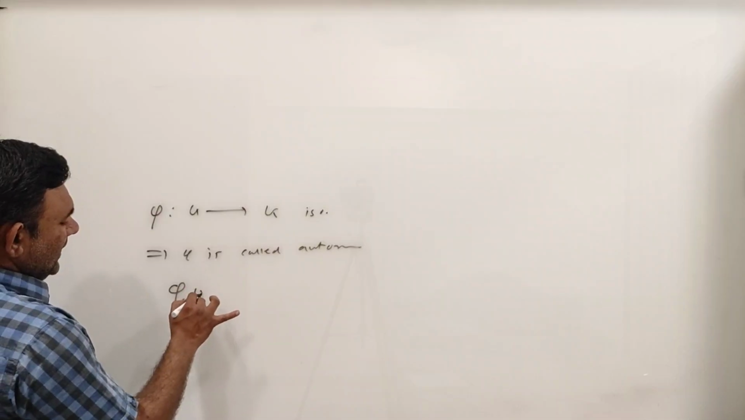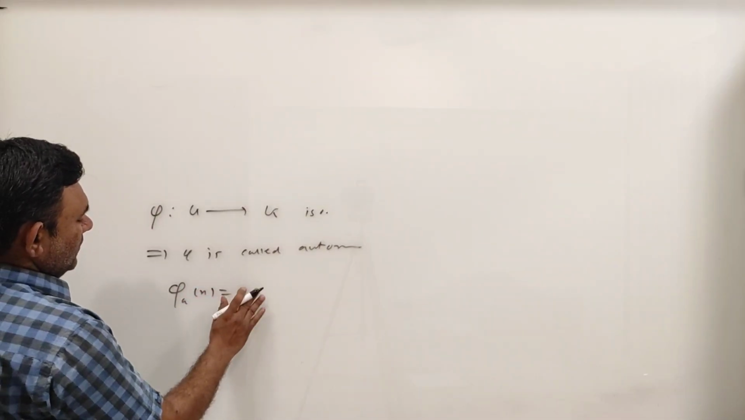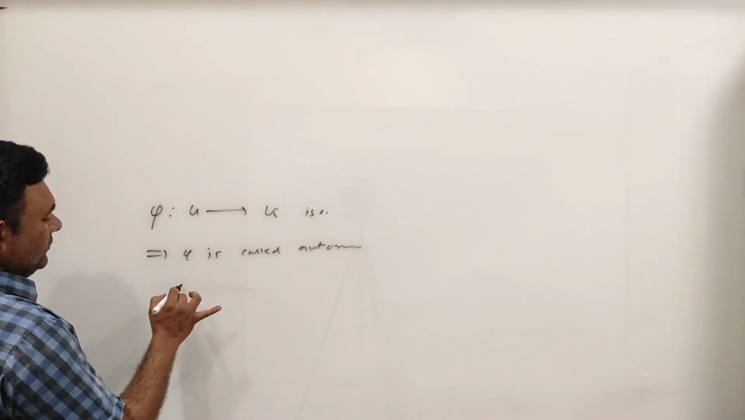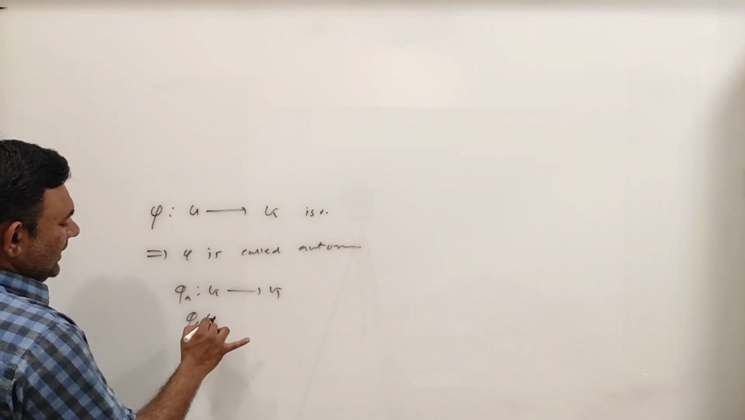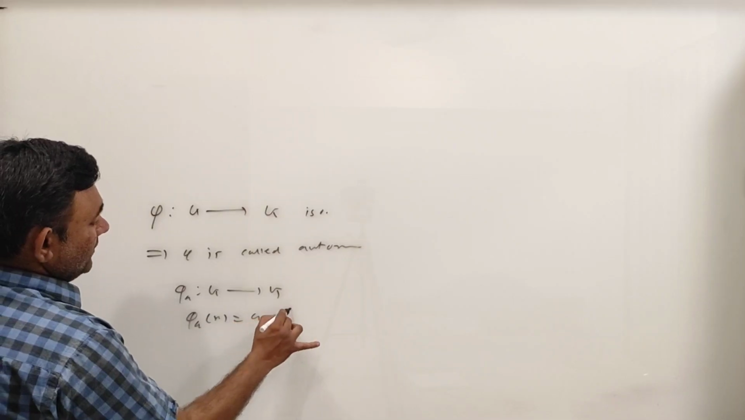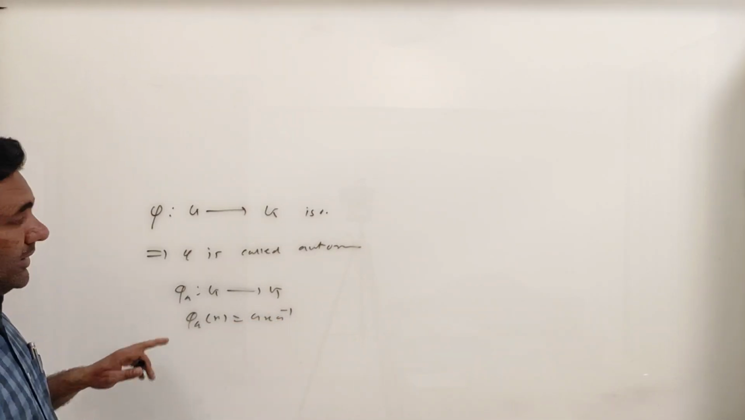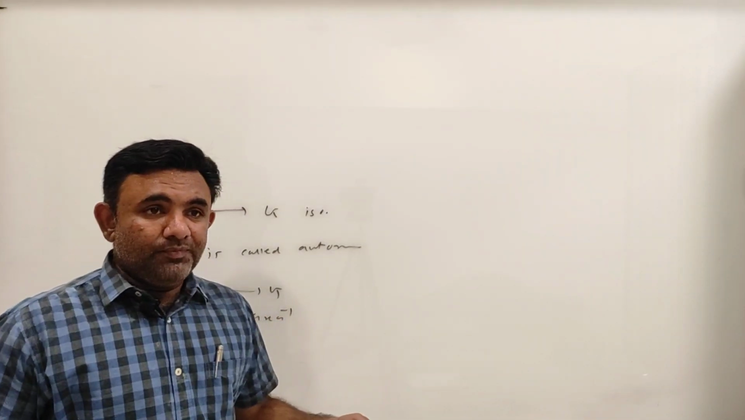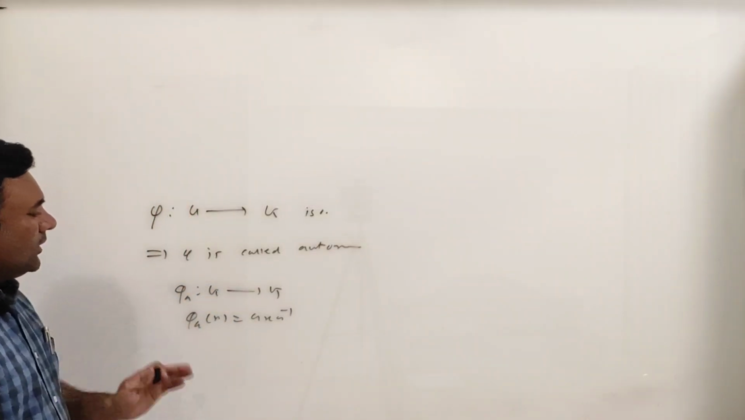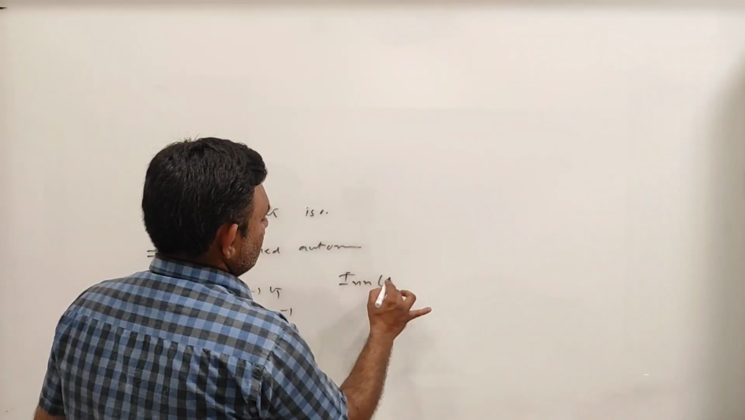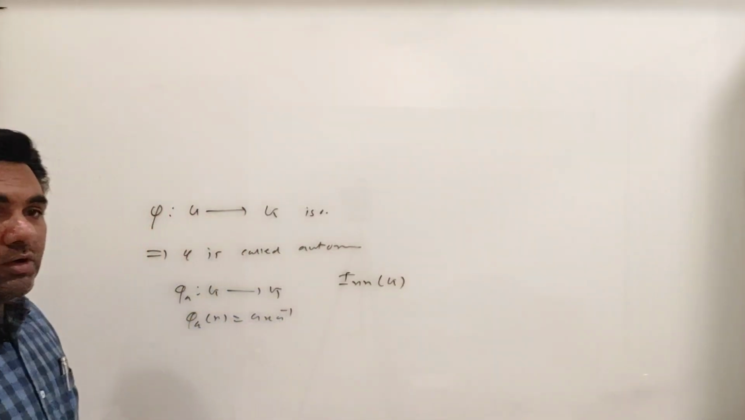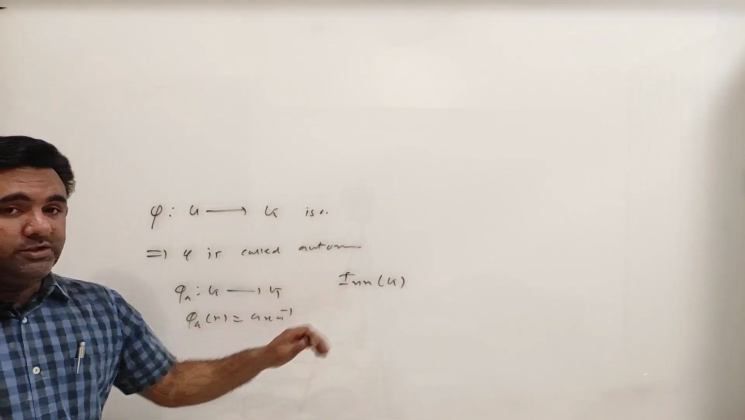And among the many automorphisms, there is a special type of automorphism, and that is defined as follows: for every a in G you define phi_a from G to G as phi_a(x) is equal to a x a inverse. This is also an automorphism and it is called an inner automorphism. Then we collect all inner automorphisms, and that set is denoted by Inn(G), the set of all inner automorphisms on G.